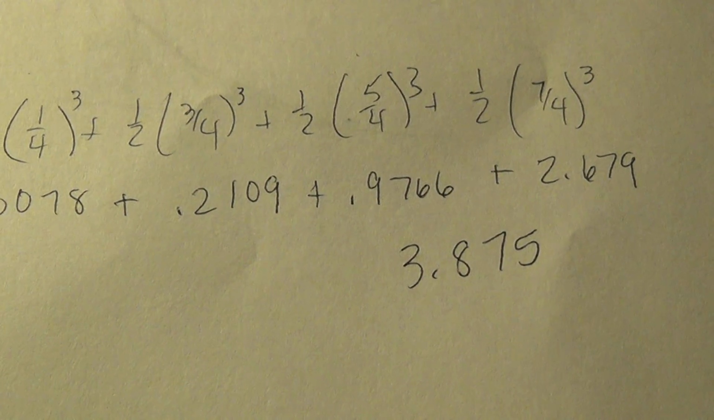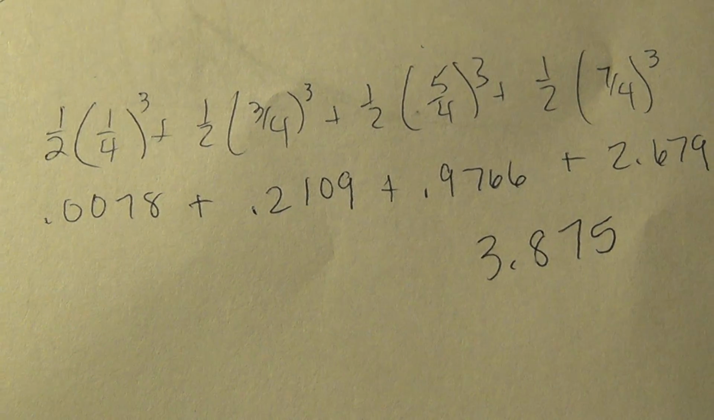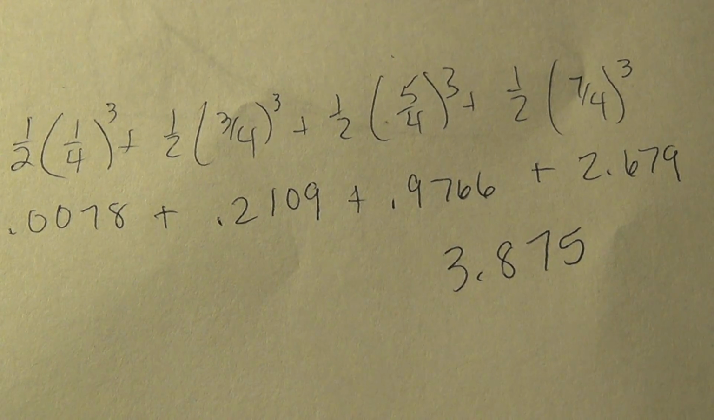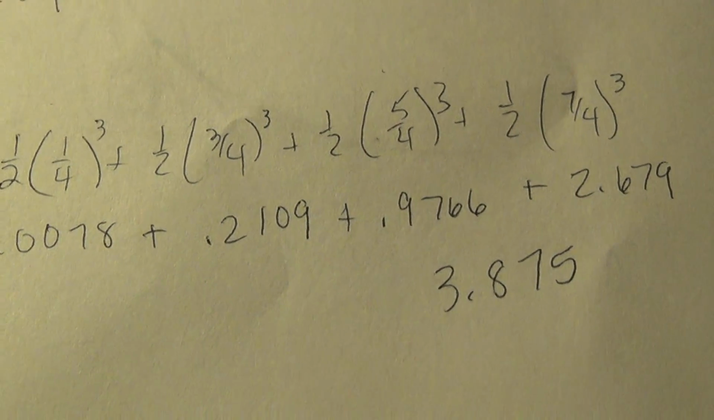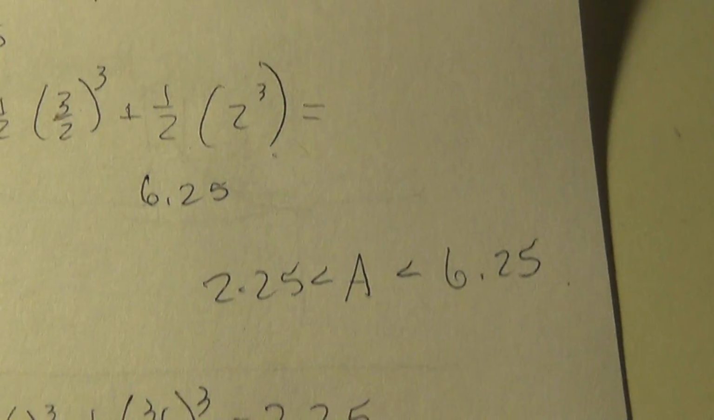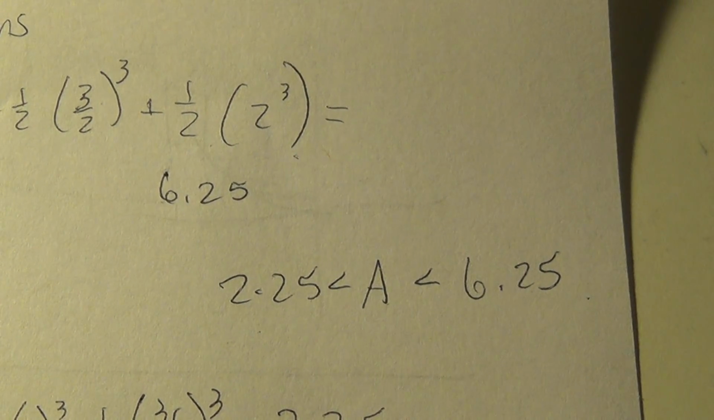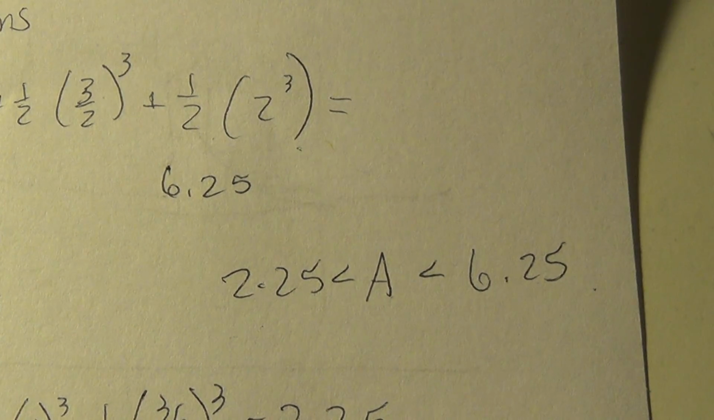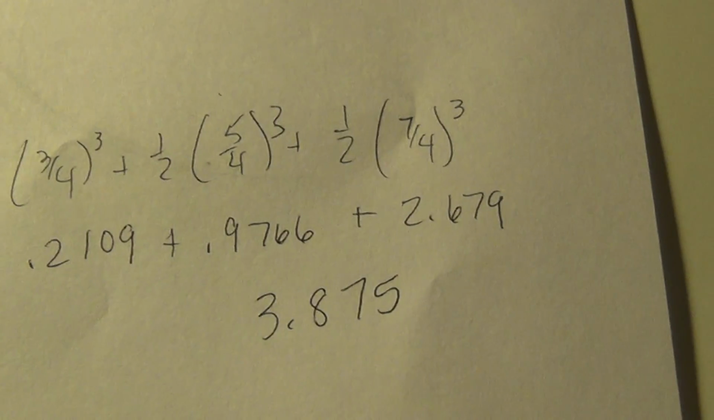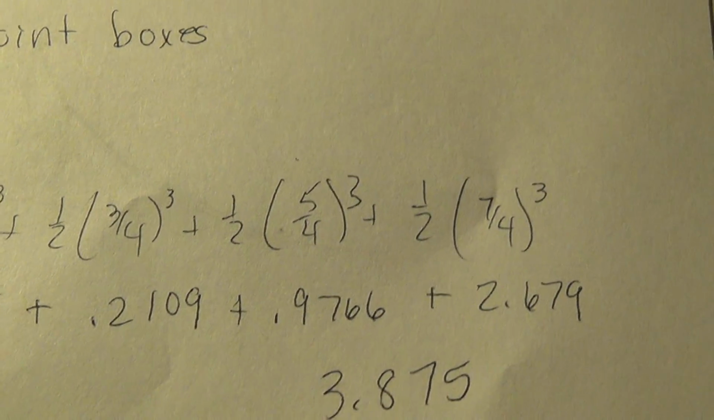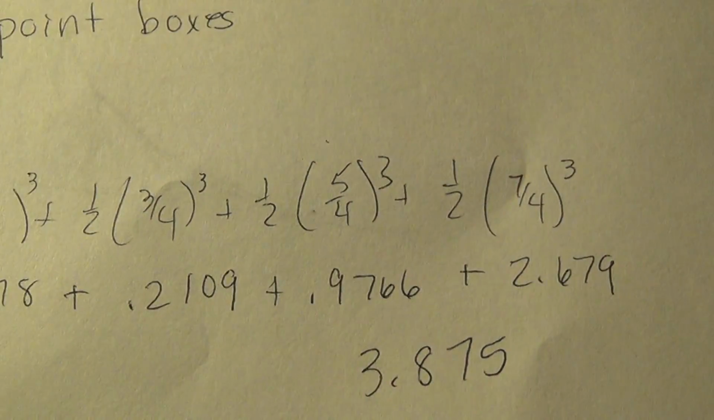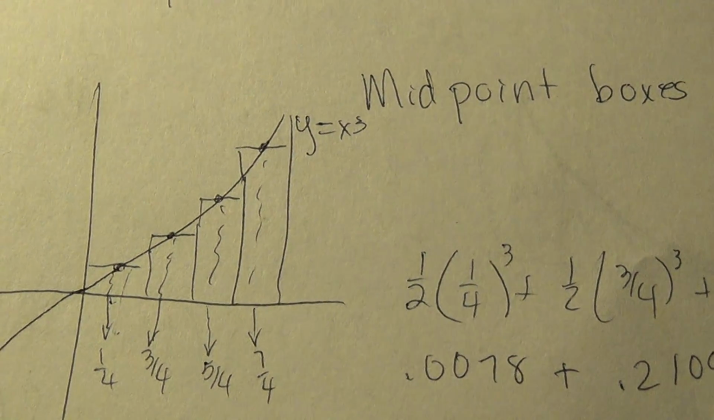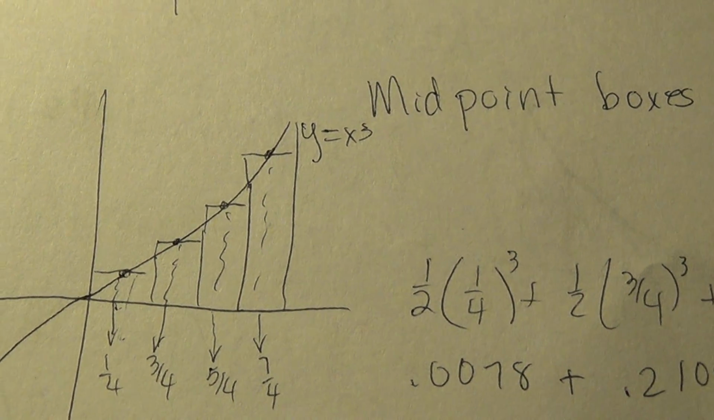I did my trapezoidals, I did my midpoint boxes, and I got 3.875. So if you look back at that range that we said the true area would be in, that midpoint box does produce a number in that range. So 3.875 is probably getting closer, because you notice there's not as much error with the midpoint boxes.